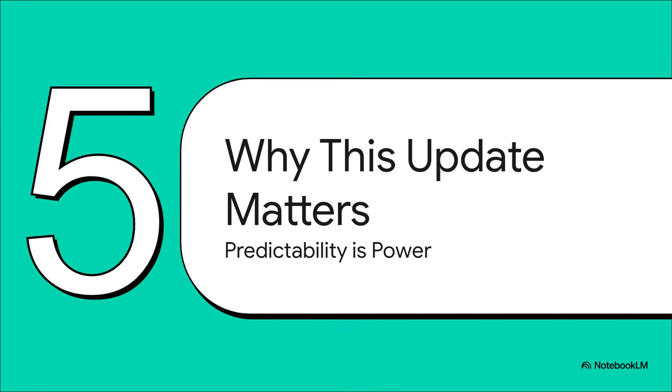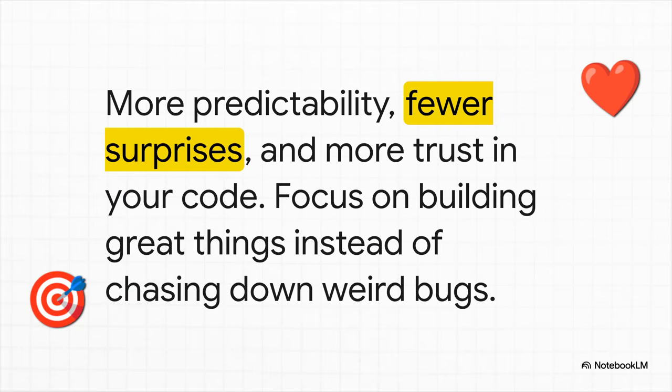So we've looked at all of these little individual fixes. Let's pull the camera back a bit and talk about the big picture here. Why is an update that has no new features so important? Well, the answer's pretty simple. Predictability is power. At the end of the day, this update is all about one thing: trust.